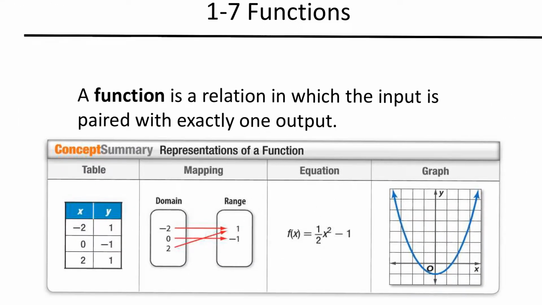So first, let's understand what is a function. It says here that a function is a relation. In the previous video, I showed you guys that a relation is just a set of points. You can change those points to tables, mapping, and so forth, and you can also graph. But a function is one of those relations in which the input is paired with exactly one output. So what does it mean?